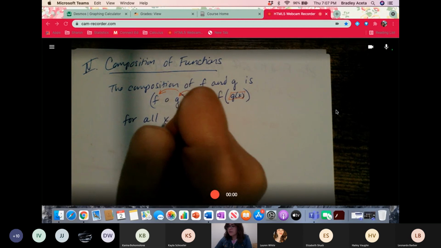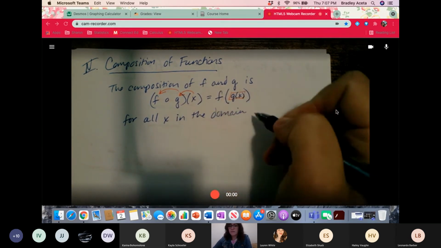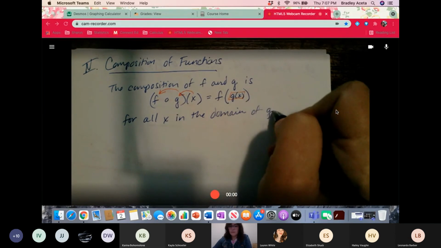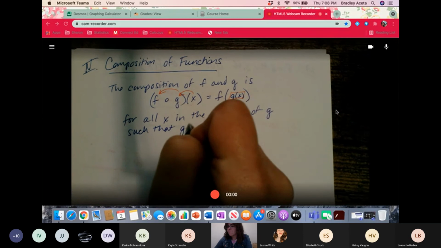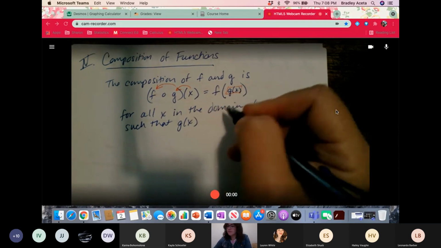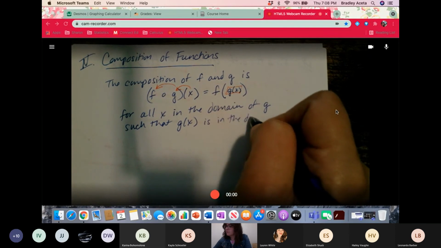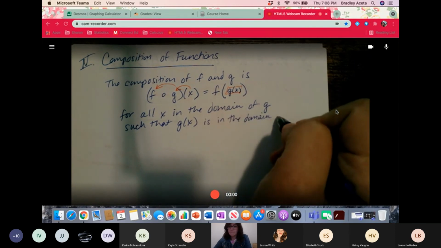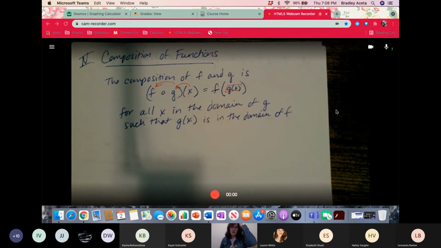For all x in the domain of g, such that g of x is in the domain of f. For all x in the domain of g, such that g of x is in the domain of f.